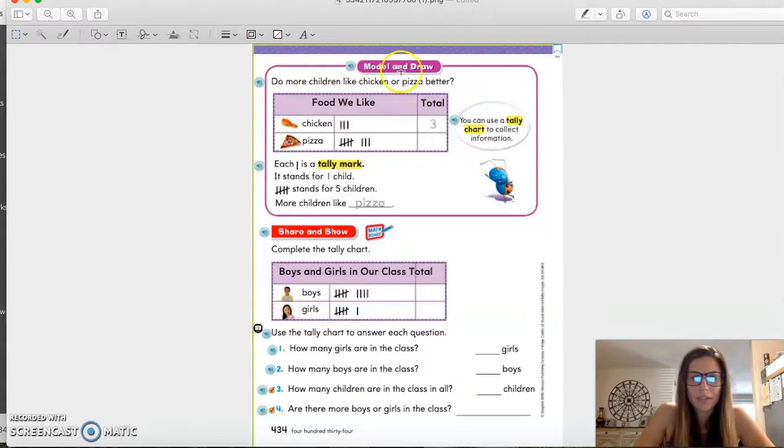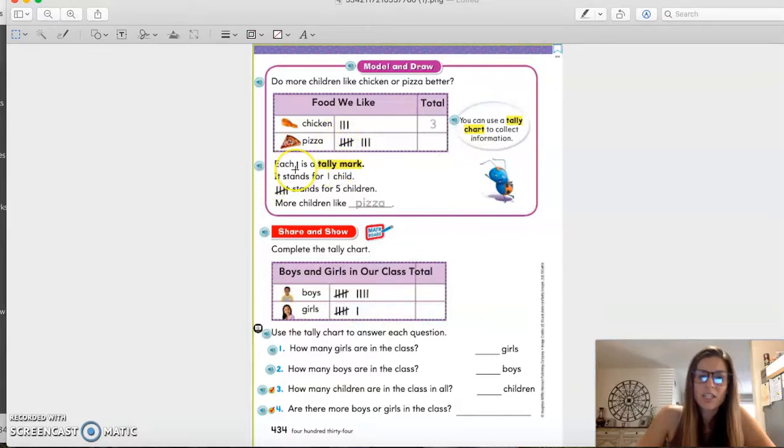Let's take a look at this model and draw. Do more children like chicken or pizza better? Now, when you're looking at this chart, chicken is right here and pizza is right here. And you might notice something right here. This looks a little different than what we did on the last page.